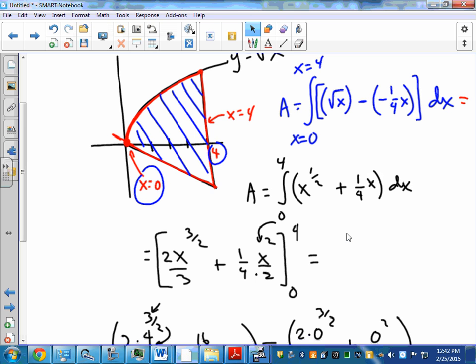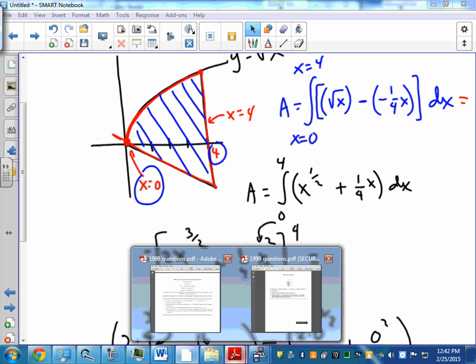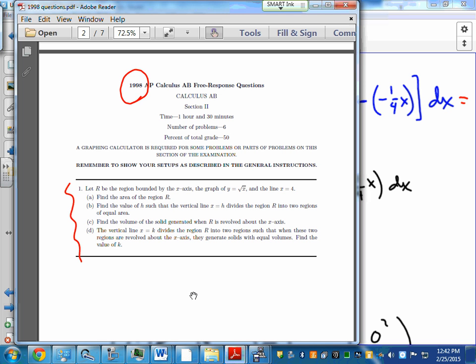Okay, so there's an example out of the book, one of the exercises out of the book. And the last one I want to do on this first lecture is to look at this first free response question, 1998.